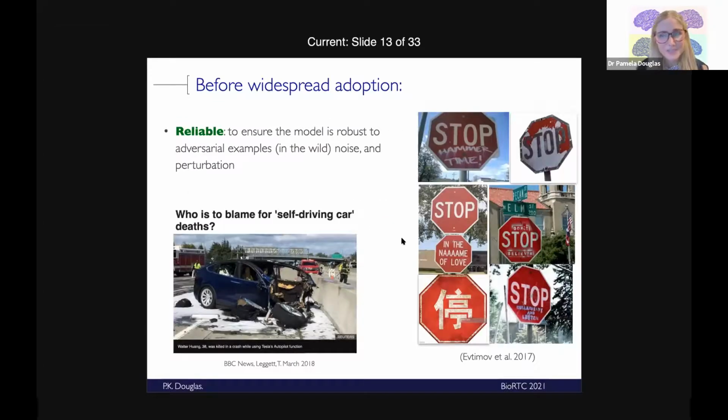We also would like to make sure that the models are reliable. There have been some accidents with self-driving cars, and this is also some very interesting work using stop signs and showing that a tiny bit of graffiti, it doesn't even have to be that obvious, can very much confuse the deep learning algorithms if we're not careful. So we really need to kick the tires, so to speak, and make sure that the models are actually working on a whole variety of different cases before we can really have widespread adoption.